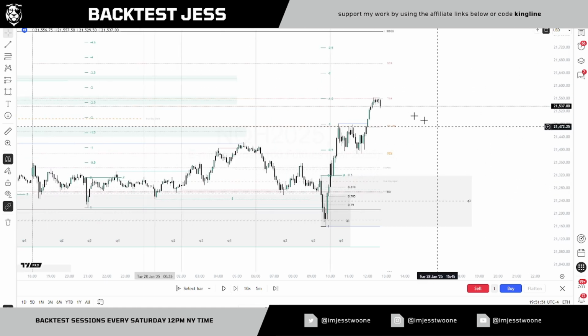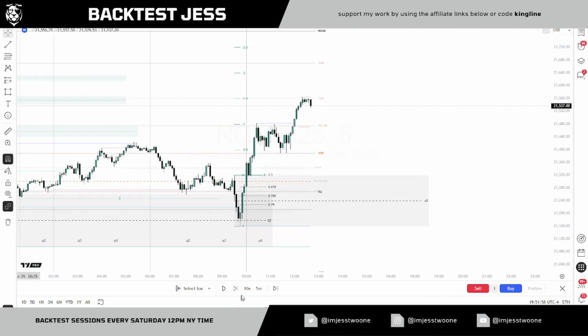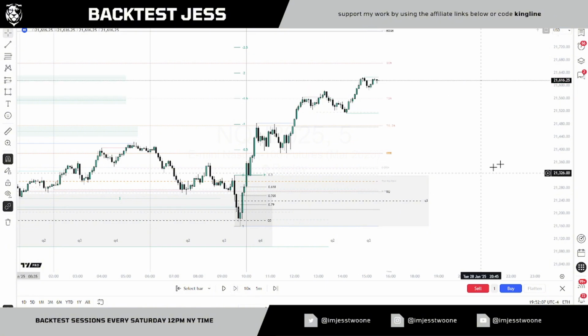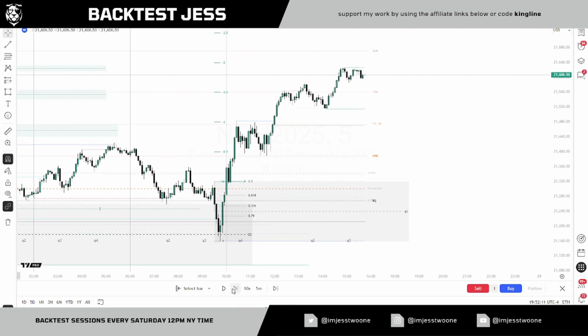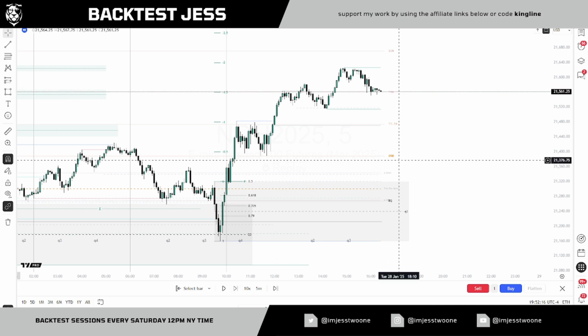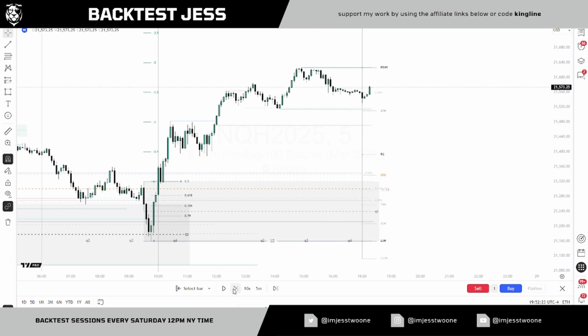Alright, so we already can't take a trade because we reached 1.5 deviations from this manipulation zone. So this trade idea is invalidated. So now we play through until PM session. So sad. Missing reps even in the back test is hard. Alright, Q3 here. Nada.